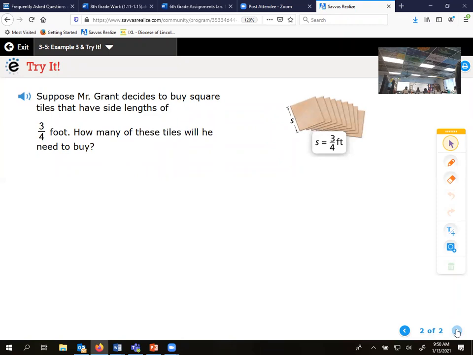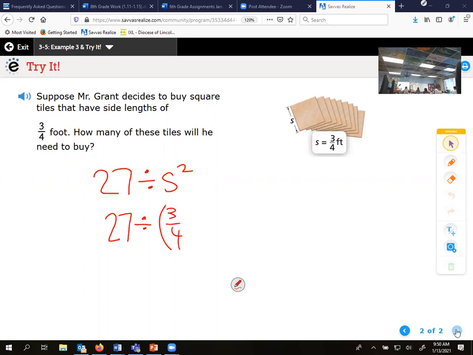Okay, suppose Mr. Grant decided to buy square tiles that instead have a side length of 3/4 of a foot. How many of these tiles will he need to buy? Okay, 27. So the expression stays the same, 27 divided by x squared. But this time, instead of 1/3, we're going to plug in 3/4. What do I need to do first?